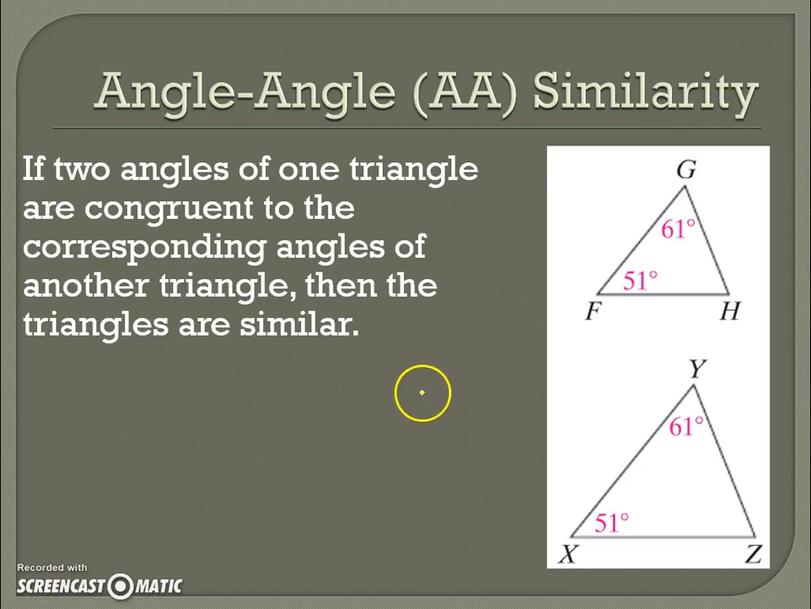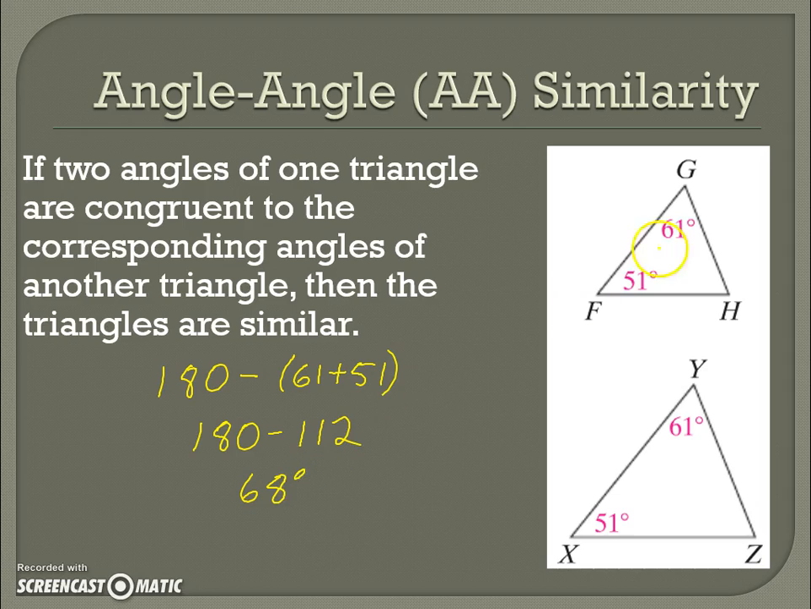All right, so angle similarity. It says if two angles of one triangle are congruent to the corresponding angles of another triangle, then the triangles are similar. You need to copy this down. In other words, if I'm looking at this one right here and I want to find the missing angle here, well, I would do 180 minus 61 plus 51, and that's going to equal 180 minus 112. So that's going to equal 68 degrees. So this angle right here is 68 degrees.